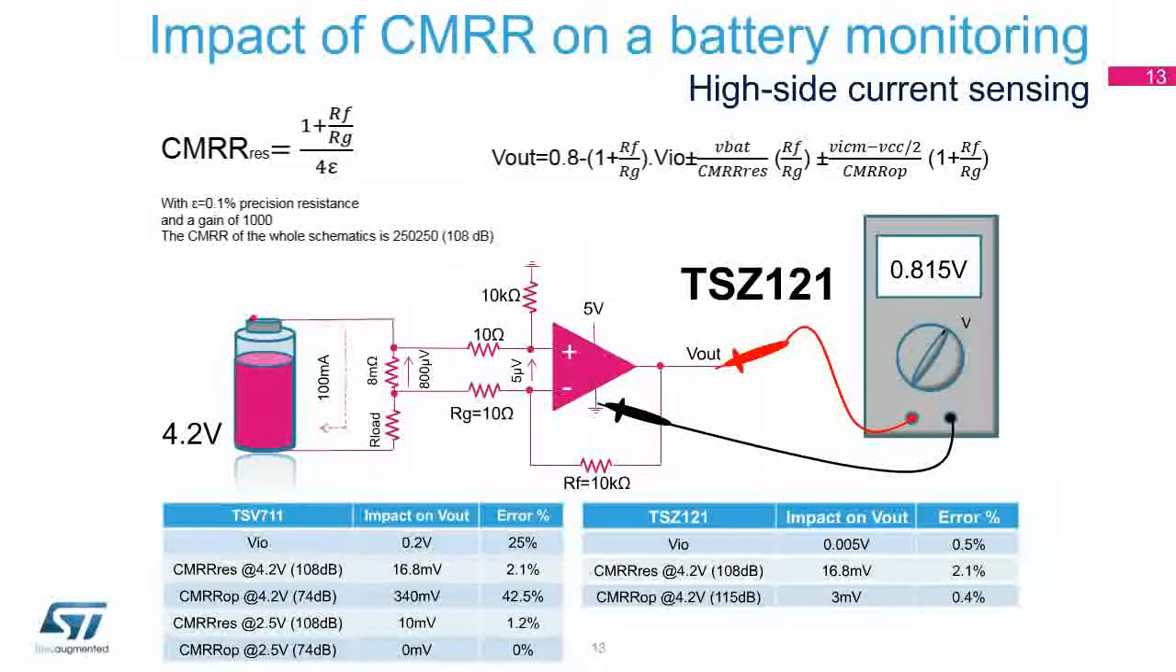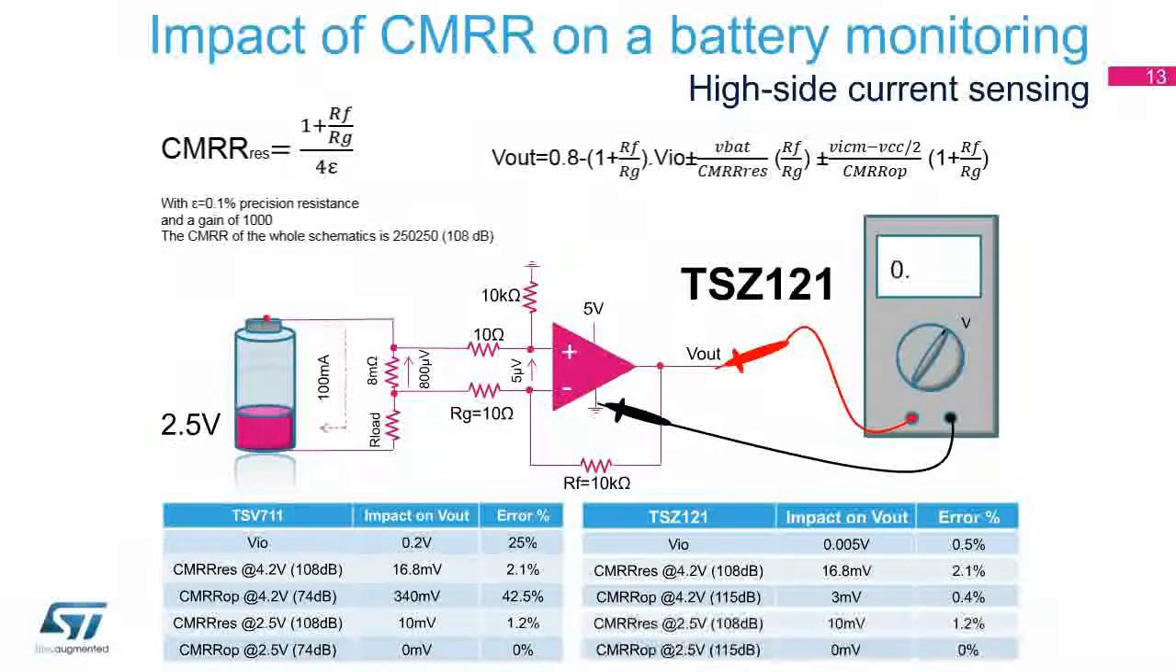Moreover, we can also see that with a very precise op-amp, the error on the output will be roughly the same even with a different VBAT, which was not the case when using the TSV711. When the battery discharges, the input common mode voltage will change, and in this case, the resistors are impacted the most, so the error is the same as previously with the TSV711.